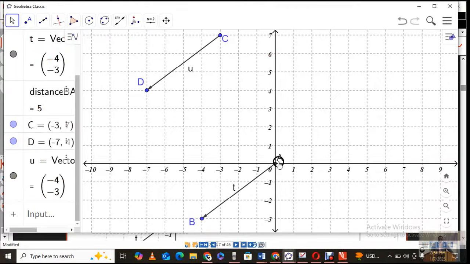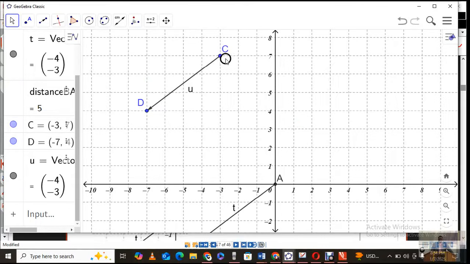If I started at the origin and called it vector AB or vector t, it will be -4 in the x direction because it's negative, and then -3 downwards. But I could have started this vector at any point. It's a free vector, not a position vector. It doesn't start from the origin. If I choose a point here and call it vector u, I have to go four places in that direction and come 3 places down.